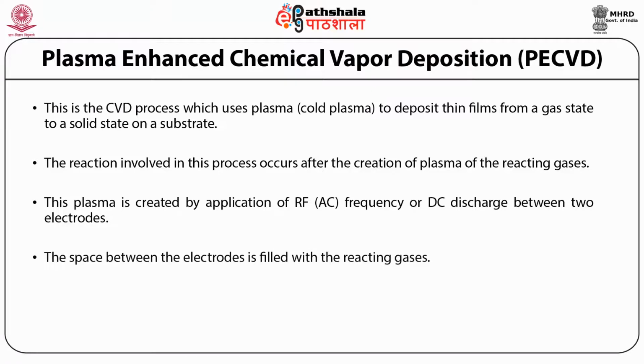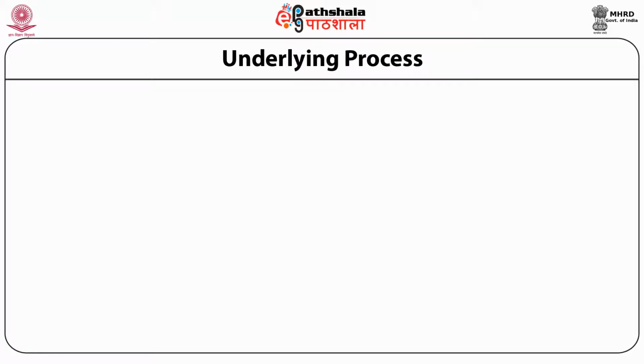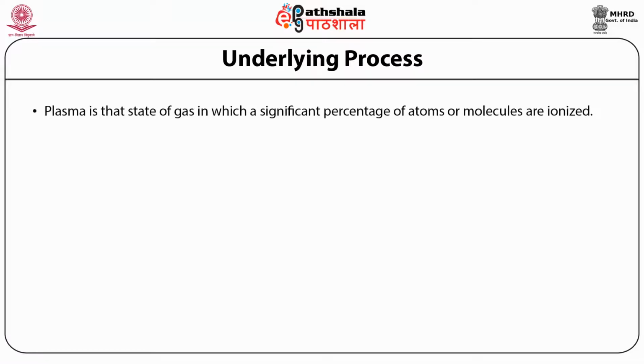The space between the electrodes is filled with the reacting gases. Through this process, we can deposit films on substrates at lower temperatures than that of the standard CVD process. Let's discuss the underlying process of the plasma. Plasma is that state of gas in which a significant percentage of atoms or molecules are ionized.